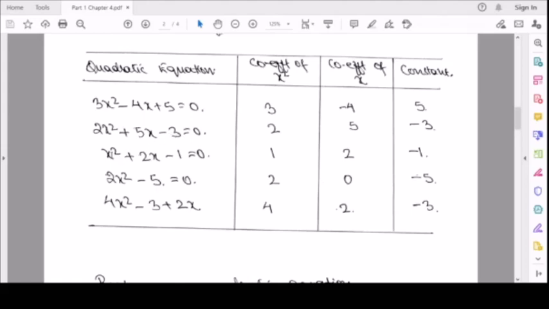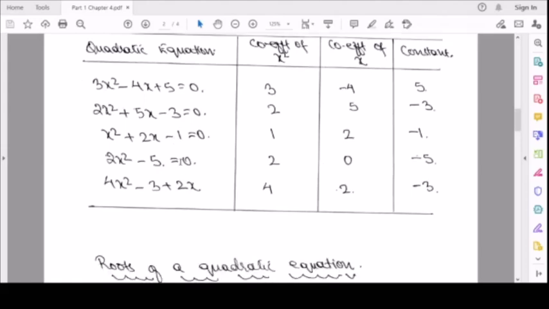The next, x square plus 2x minus 1. Same thing here also. Here x square, which numerical value is there together with x square? There is no numerical value. You will always assume it to be 1. 1 is the coefficient of x square. Coefficient of x is 2 and the constant is minus 1.